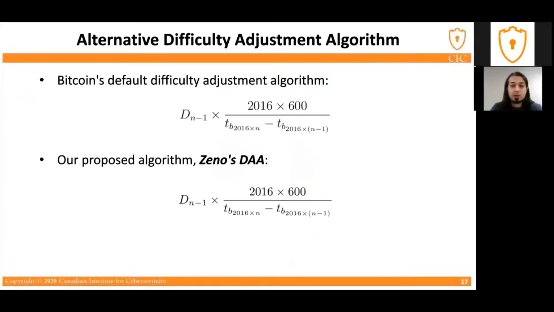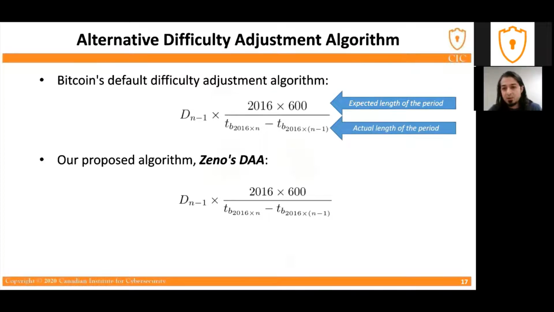calculate the difficulty. So this is Bitcoin's default difficulty adjustment algorithm. For doing so, they multiply this value by the difficulty of the previous period. So 2016 blocks times 600 seconds over the time difference between the first block in this 2016 period and the last block in this 2016 period. So here we have the expected length of the period, which is 2016 times 600 seconds, and here we have the actual length of that period. So we divide the expected length over the actual length of the period and multiply it by the difficulty of the previous period to get the difficulty of the next period.